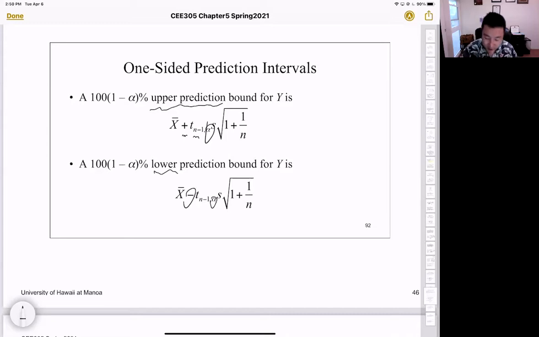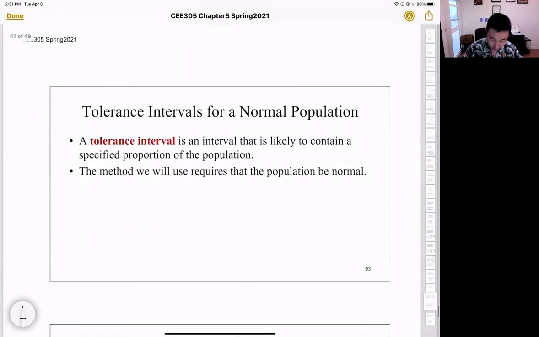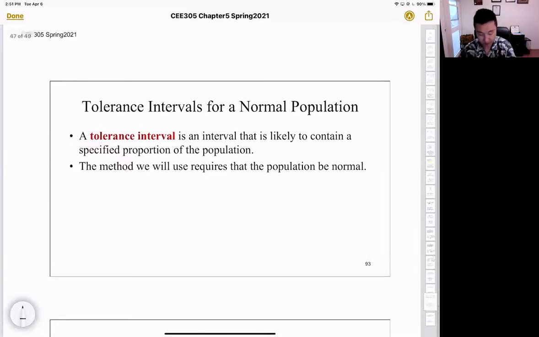Again, for prediction interval, remember it has to follow a normal distribution. Tolerance interval. Okay, so tolerance interval is defined as an interval that is likely to contain a specific proportion of the population. For example, an interval contains 50% of the whole population.